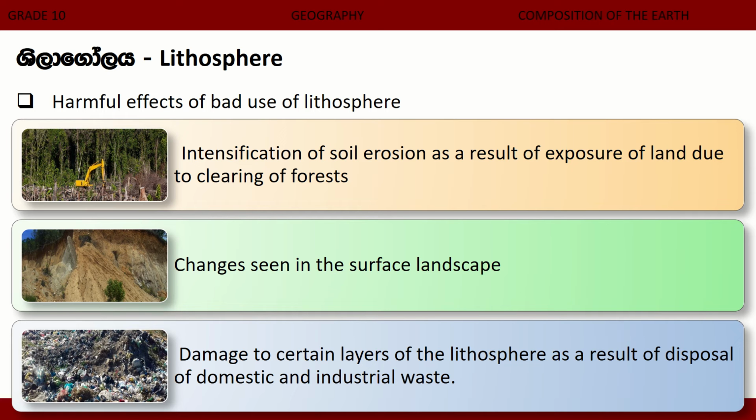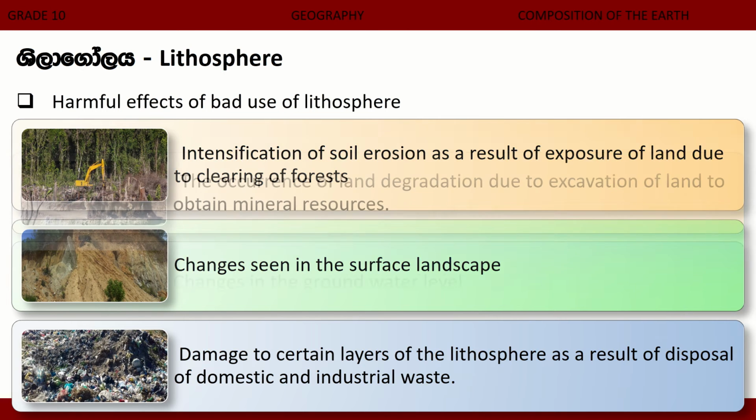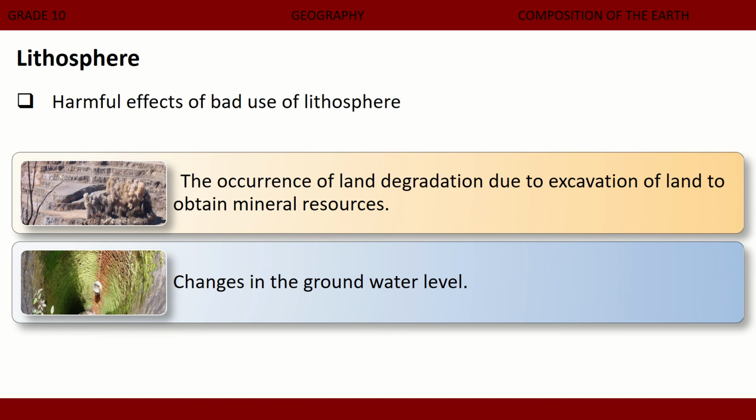Intensification of soil erosion as a result of exposure of land due to clearing of forests. Changes seen in the surface landscape. Damage to certain layers of lithosphere as a result of disposal of domestic and industrial waste. The occurrence of land degradation due to excavation of land to obtain mineral resources. Changes in the groundwater level.